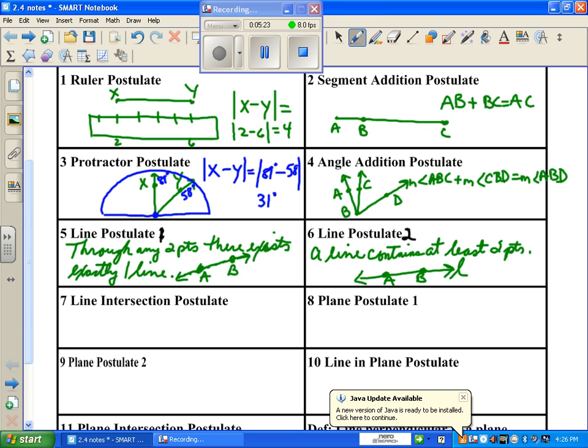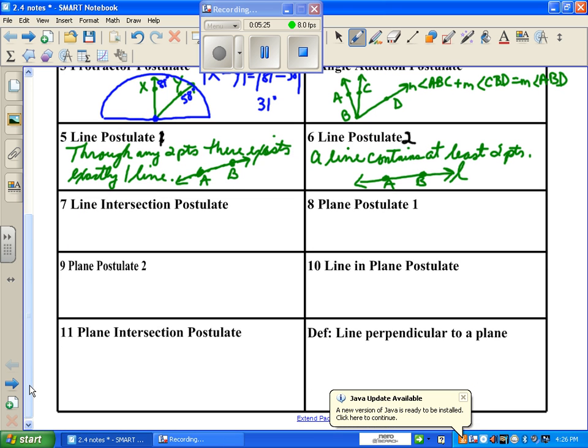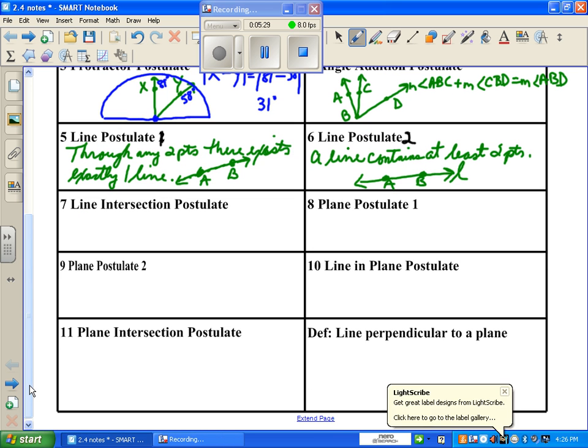Okay, line intersection postulate, this is postulate number 7, says if 2 lines intersect, then their intersection is exactly 1 point.